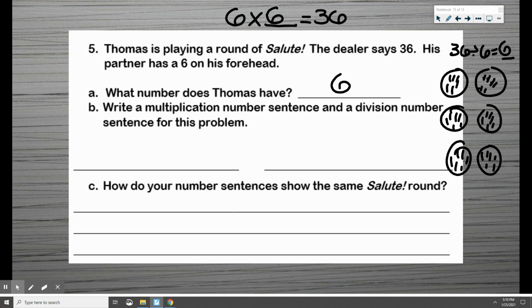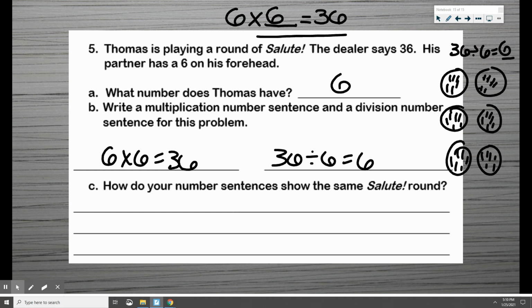Write a multiplication number sentence and a division number sentence for this problem. When I was trying to solve this, I already came up with them. So I've got 6 times 6 equals 36, and 36 divided by 6 equals 6. How do your number sentences show the same salute round?